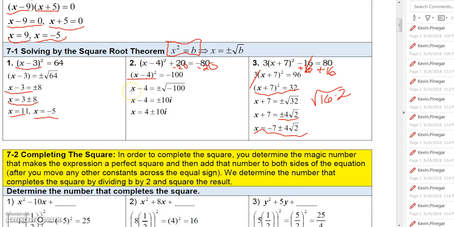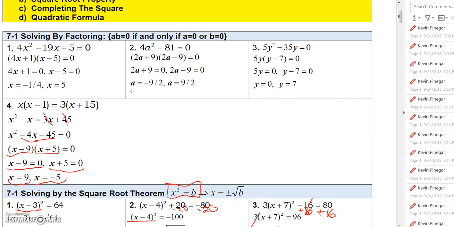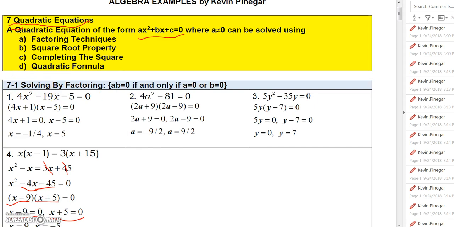And so that completes the lecture here on solving quadratic equations by factoring up here and also the square root property. And so in the next video I'm going to talk about completing the square and also the quadratic formula.